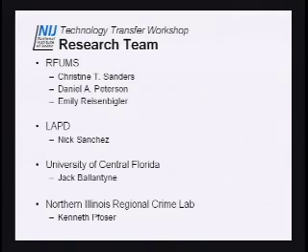And this is the research team, myself, Dr. Peterson in the lab. My lab tech, Emily, was a really hard worker. Nick did a lot of the capillary electrophoresis on this before I had any grant money. Jack Ballantyne was really useful. And also Kenneth Fosser at the Northern Illinois Regional Crime Lab. He's the one who actually did all the differential extractions and provided the case study samples.